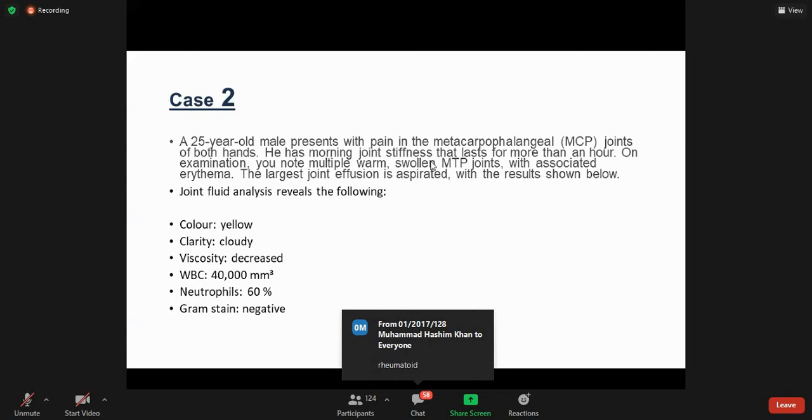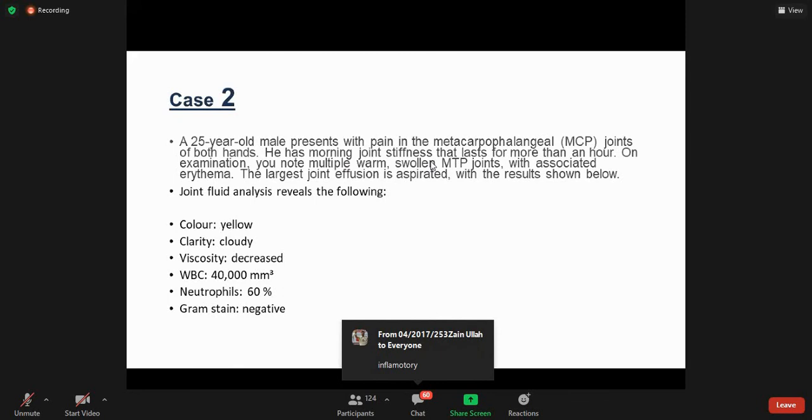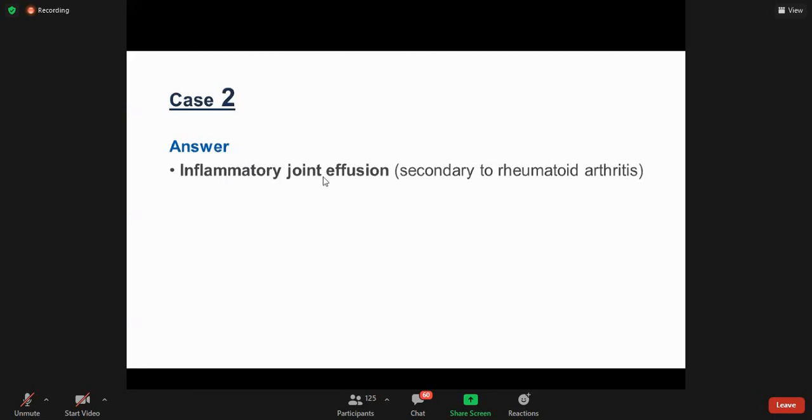Okay, rheumatoid. Any other? It is very clear cut. Inflammatory में आएगा. Very good. This is a very good, nice way to answer that it is an inflammatory disorder, and which most probably it is indicating rheumatoid. It is the inflammatory joint effusion and secondary to rheumatoid arthritis. This is the most appropriate way to answer.